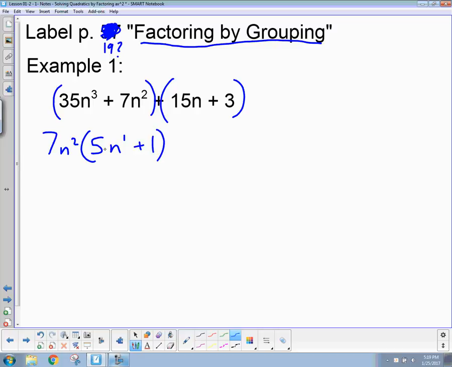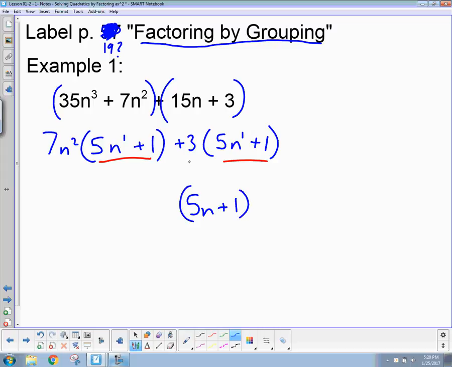All right? Now, let's do the same thing over here. I can factor a 3 out, and watch what happens. We'll put a plus 3 here because it's positive 3. So 15 divided by 3 is 5. The n has to stay. 3 divided by 3 is a 1. Again, it's understood there's like a 1 there. Notice, same thing. Okay? We're going to group those together. So 5n plus 1.